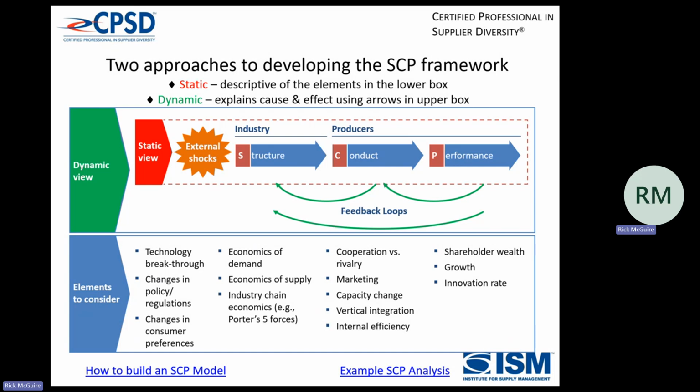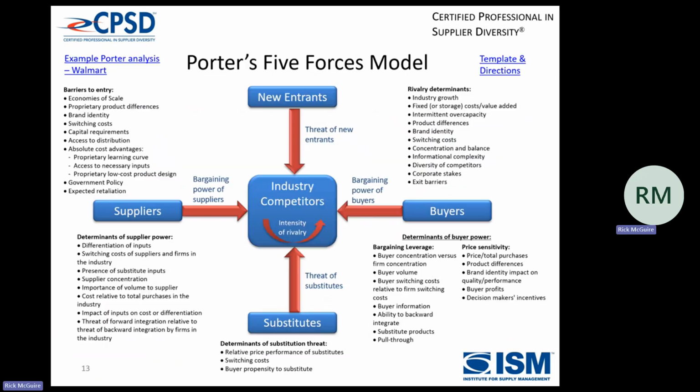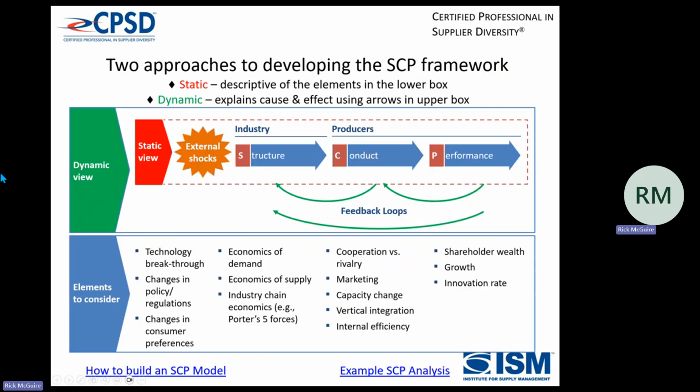So this is the SCP framework, which stands for Structure, Conduct, Performance. External shocks would be things like tariffs. One affects the structure, which affects conduct, which affects performance, and conduct can affect structure, and so on and so forth. This is the static view. The dynamic view would be where you're making predictions. In the static view, you're just describing it.